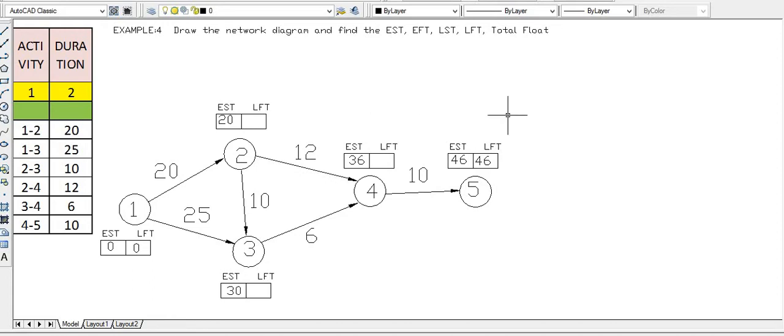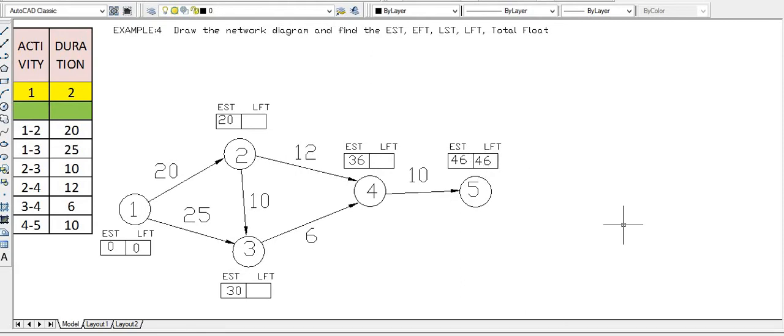How to calculate the latest finish time is very important. We will calculate the latest finish time in the backward direction, in the reverse direction. We calculated EST in the forward direction, but LFT is to be calculated in the reverse direction, and we have to see the tail end. While calculating EST we looked at the head end, but while calculating LFT we will look at the tail end, in the backward direction.